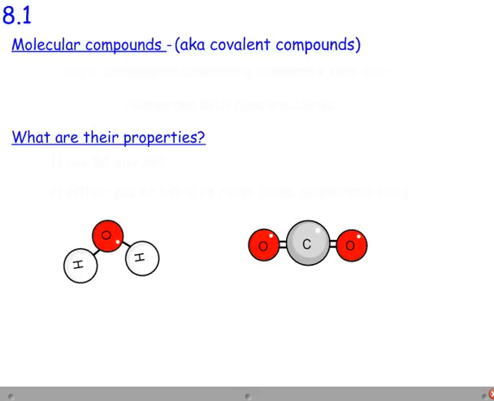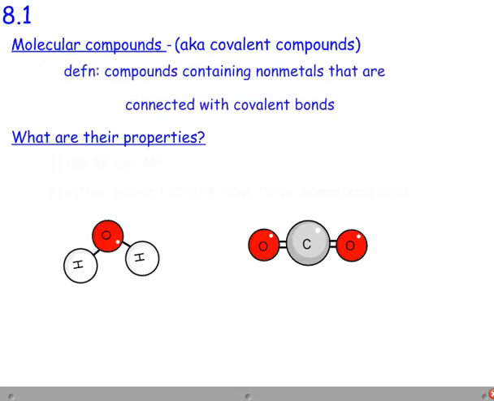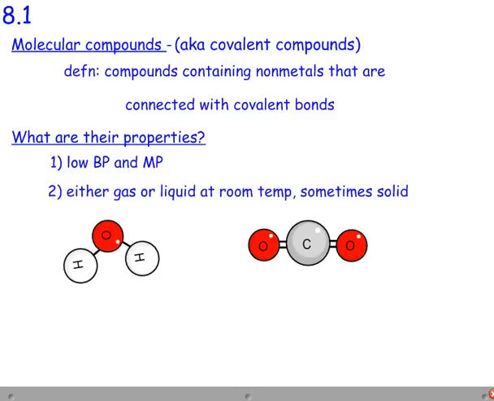Molecular compounds. These are compounds that contain covalent bonds, and the definition is that these are compounds that contain nonmetals, and those nonmetals are connected by covalent bonds, sharing of electrons between two atoms. Their properties: they have a low boiling point and a low melting point. This contrasts with ionic compounds that have a very high boiling point and a high melting point. And molecular compounds tend to be either gases or liquids at room temperature. Sometimes they are solid, so these are kind of all over the map.